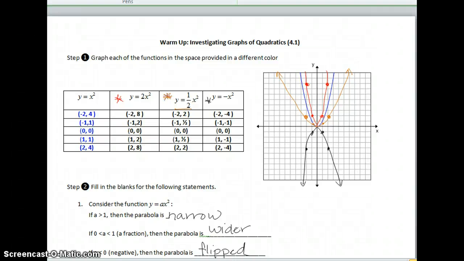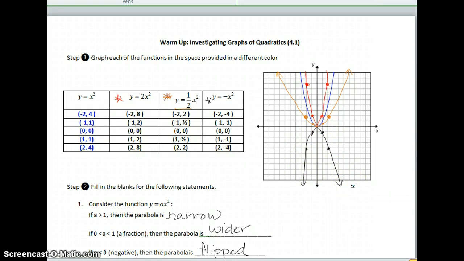Hello, Algebra 2 students. We're going to be talking about quadratics, the graphs of quadratics, and today we're going to be dealing with standard form. So for your warm-up, you were supposed to graph each of these on the coordinate plane that's provided for you all. I color coordinated mine so that my red one is here, and then my orange is this one, and then the one y equals negative x squared is this graph right here.